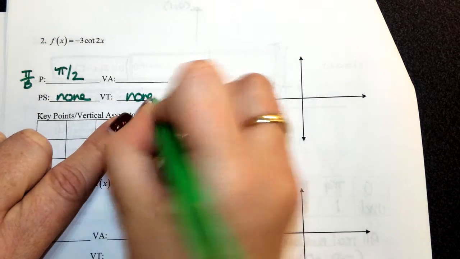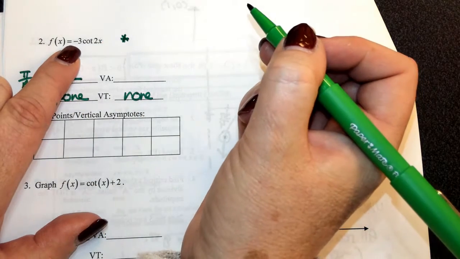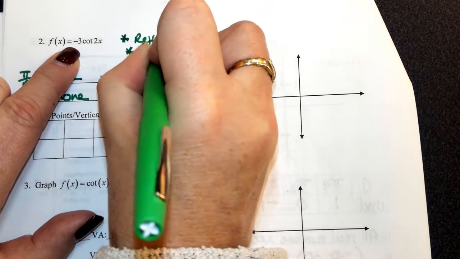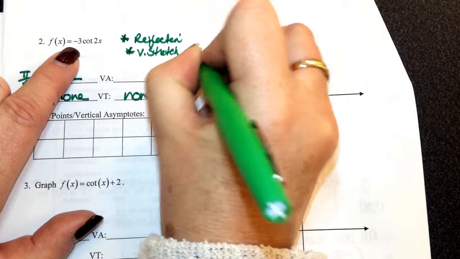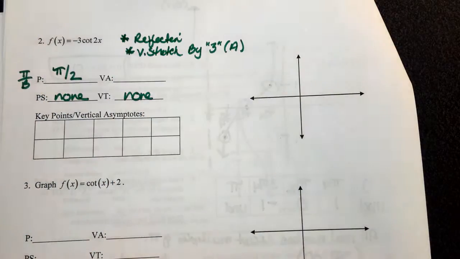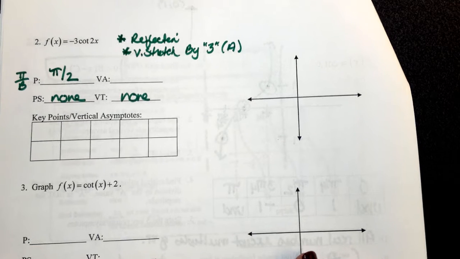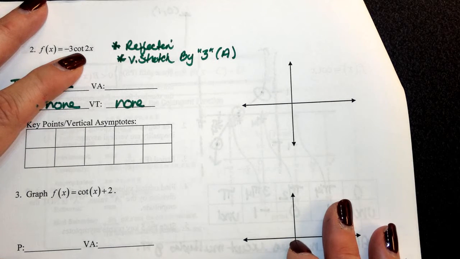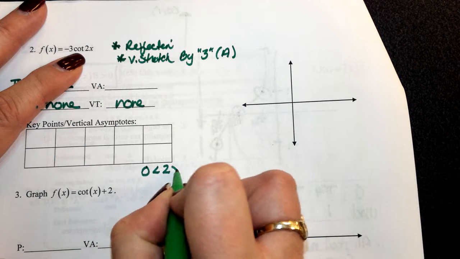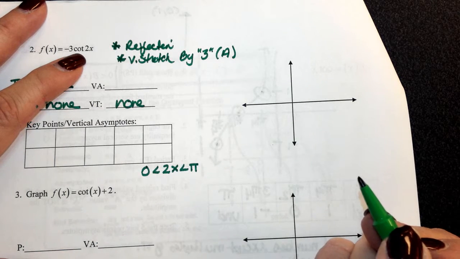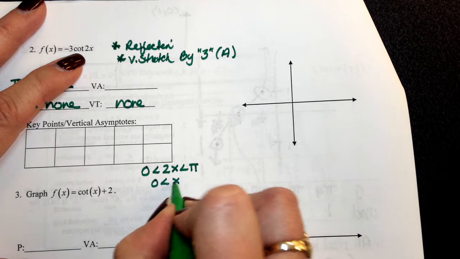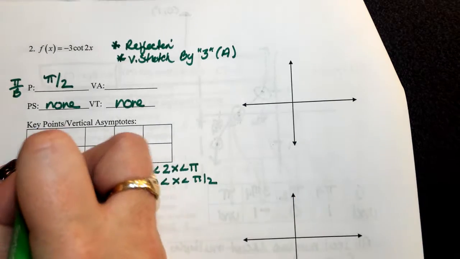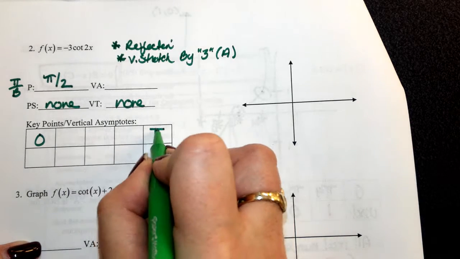No. But now, what does this negative sign in the front tell us to do? We are going to have to do what? We have to do a reflection. And we have a vertical stretch by 3. Remember, that's the a value. So now, because you have your period change of 2, it's going to affect the way you label your x-axis. Remember, it's going to go from 0 less than 2x less than pi. So if I divide by 2, 0 less than x less than pi over 2. So this cycle will start at 0, but now it's going to end at pi over 2.